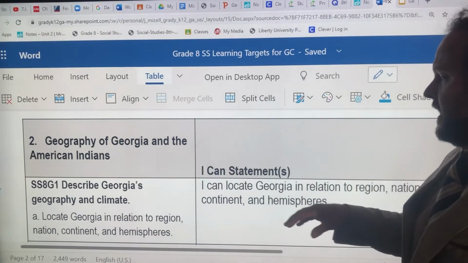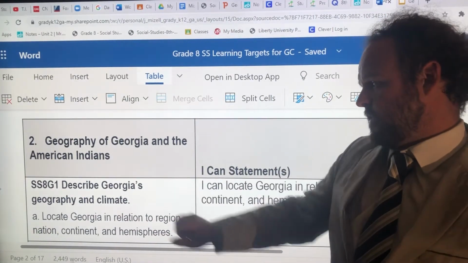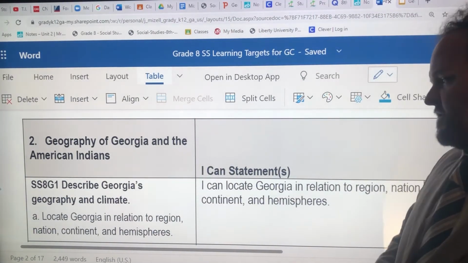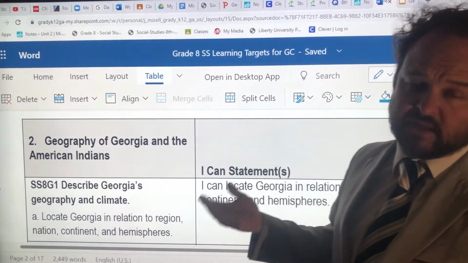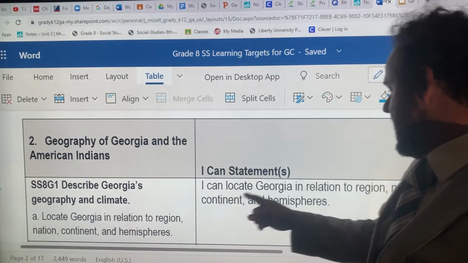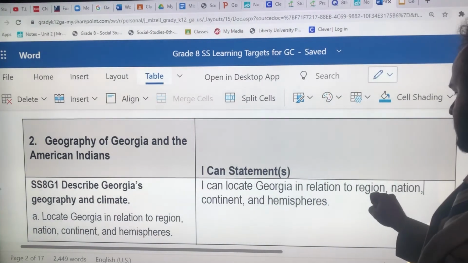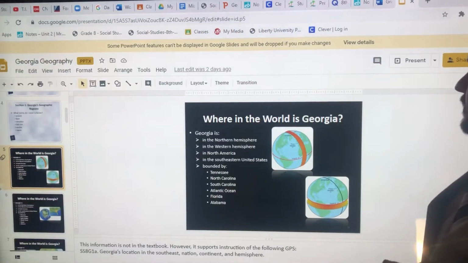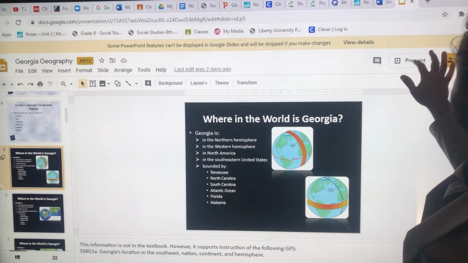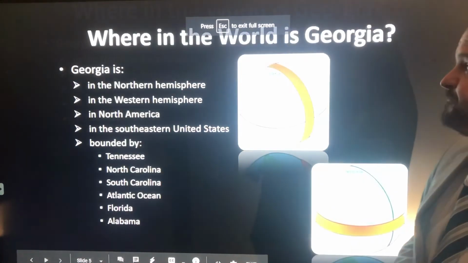So, our first standard says we want to describe Georgia's geography and climate. And the I can statement, when we get to the end of this video, you should be able to do this: I can locate Georgia in relationship to the region, the nation, the continent, and the hemisphere. So I'll just pull up this Google slide, and here we have it.